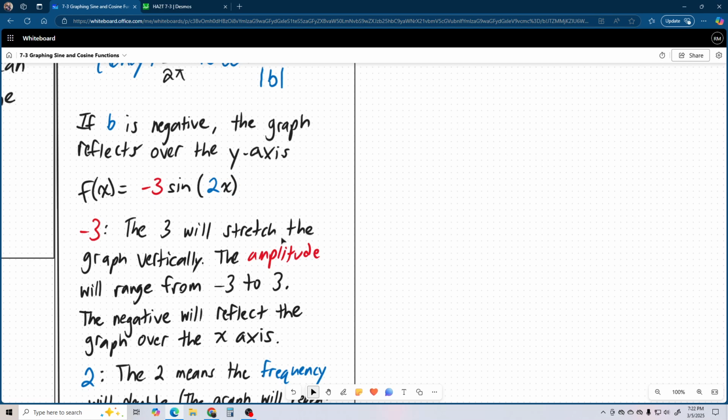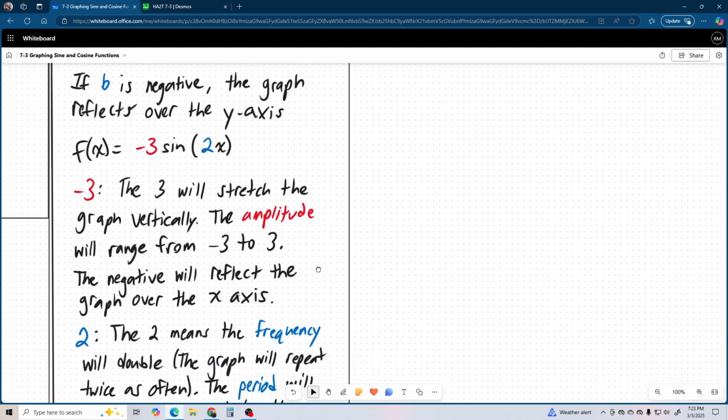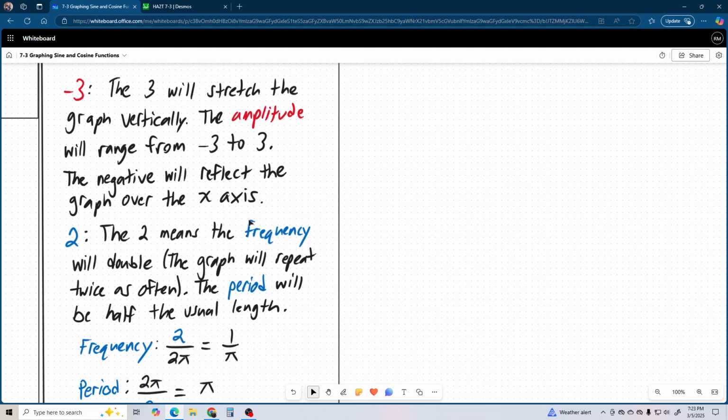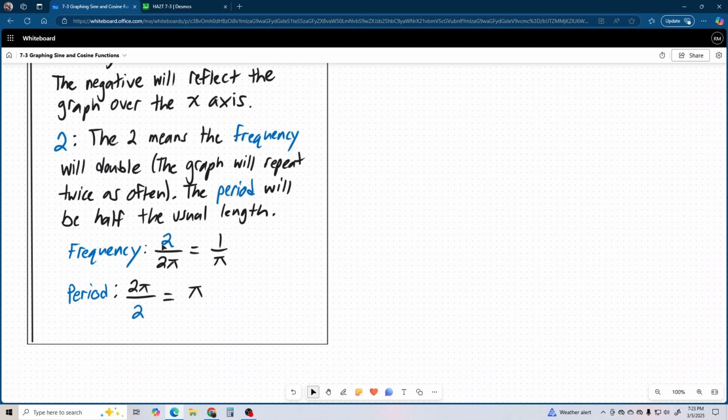So the 3 will stretch the graph vertically. The amplitude will range from -3 to 3. That's what we said. The negative will reflect it over the x-axis, okay? And then the 2 means that the frequency will double, the period will be half. The frequency is now going to be 2 over 2 pi, which is the same as 1 over pi, right? And the period is going to be 2 pi over 2, which is the same as pi, which is what we said, right? It's only going to take pi time now in order to get there.